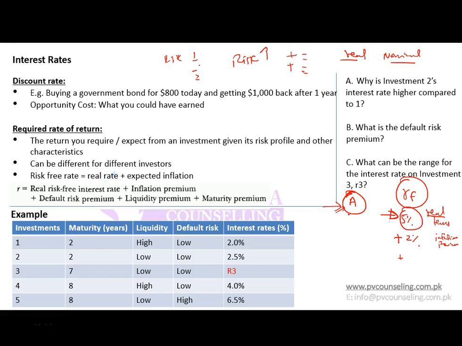Now, what kind of risks may you be taking? Generally, there can be 3 types of risk, so 3 major categories of risk. First is default risk premium.